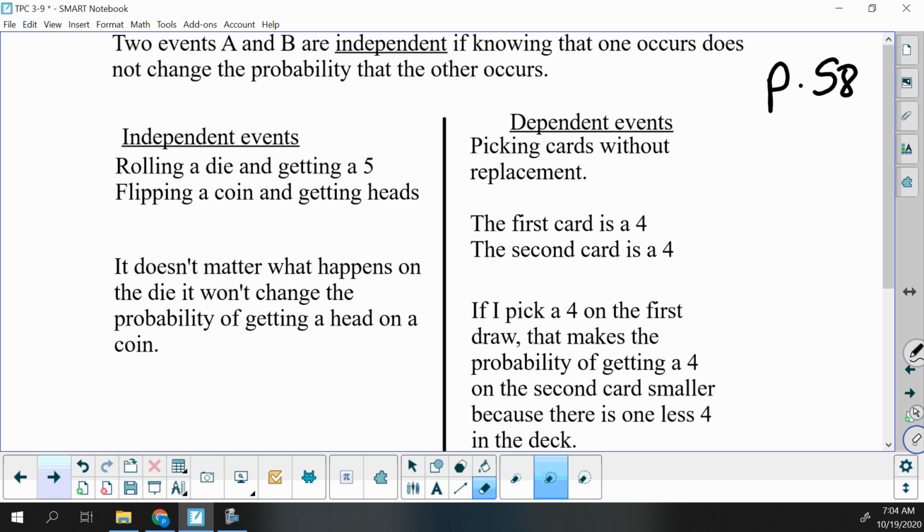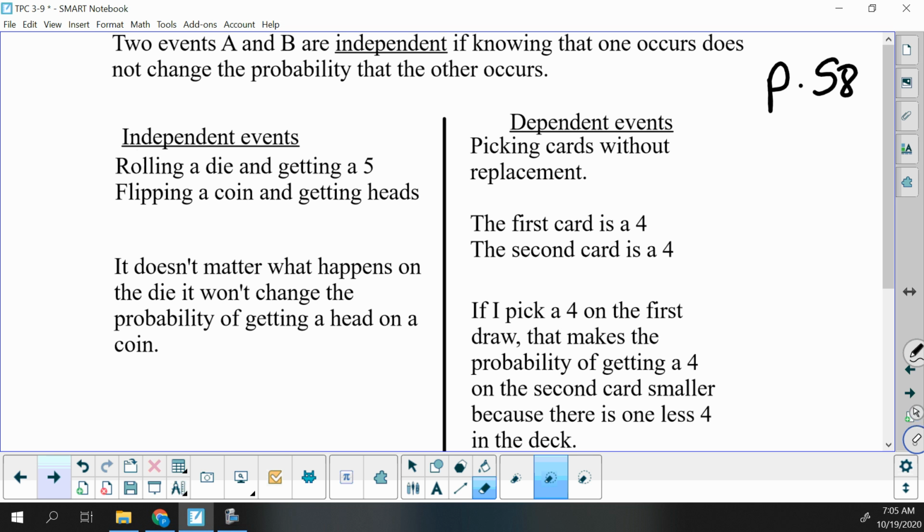So take two independent events. Say rolling a die and getting a 5 is one thing we want to happen, and flipping a coin and getting a head. Knowing whether or not we got the 5 on a die does not change the probability of whether we got a head on the coin. So those two events would be considered independent.